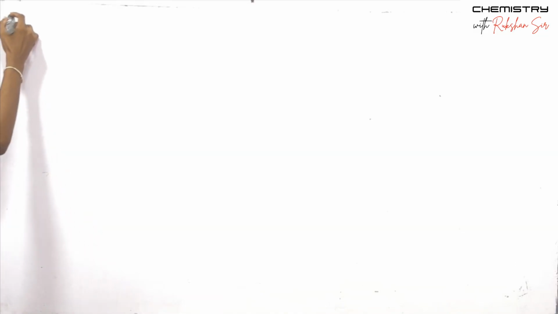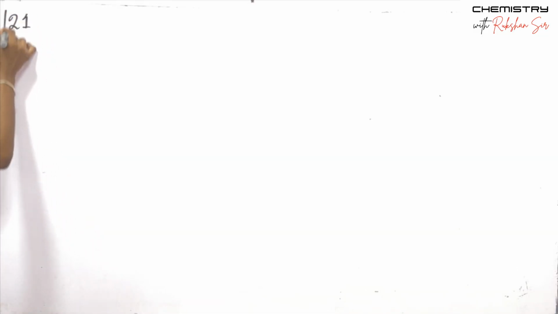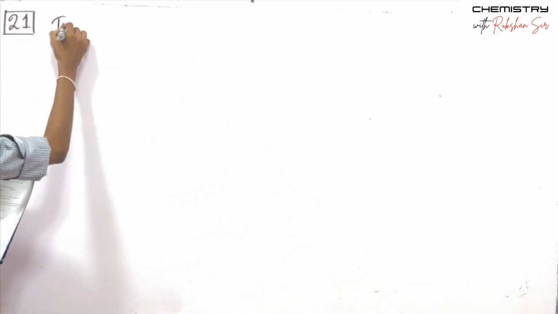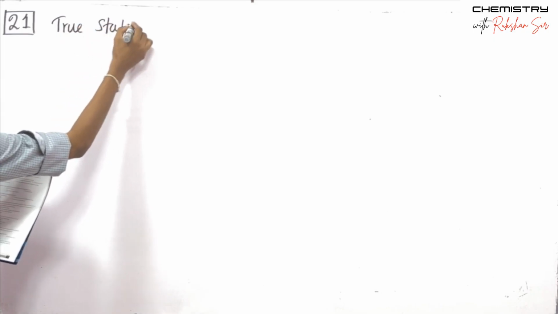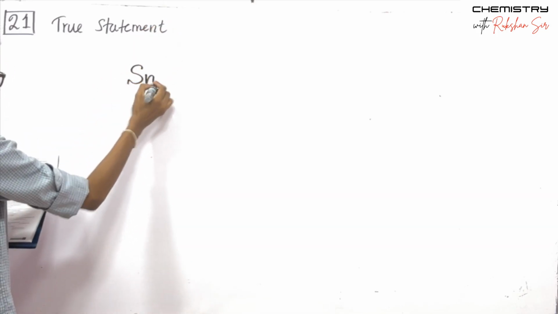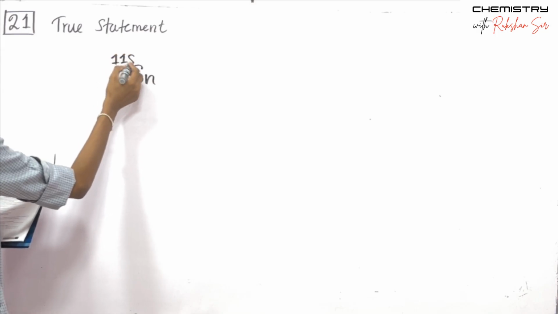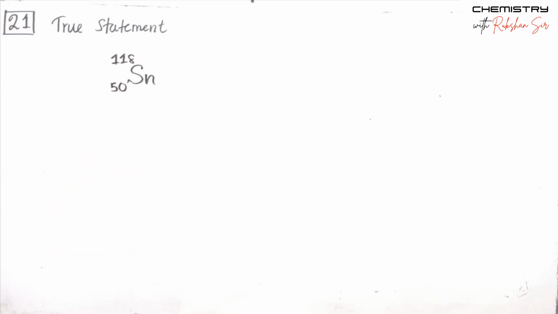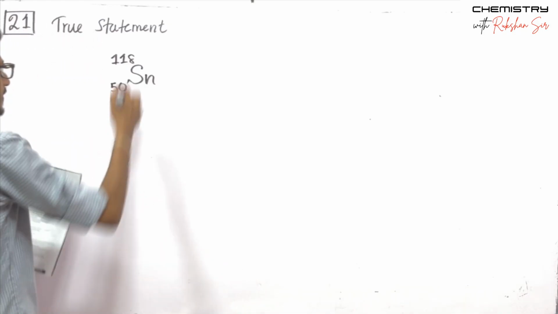Question 21. See what it says. Which of the following statements is/are true for an atom of tin-118? So we are looking for the true statement. We have the atom tin, 118, and 50 here.